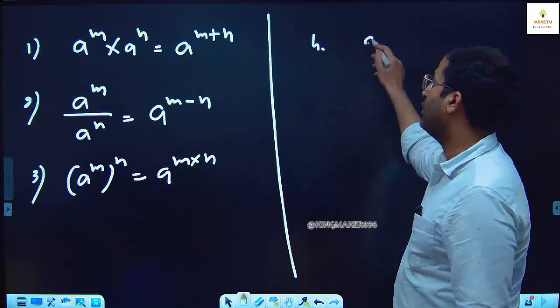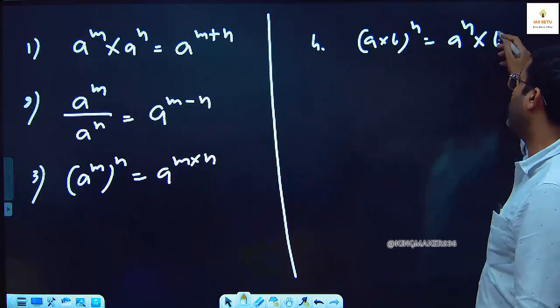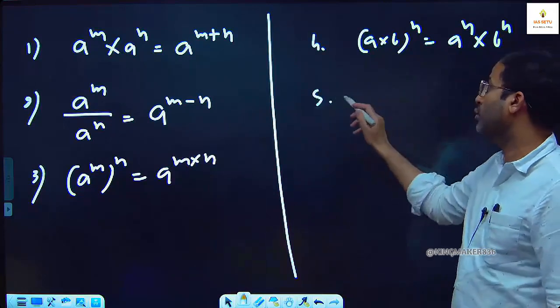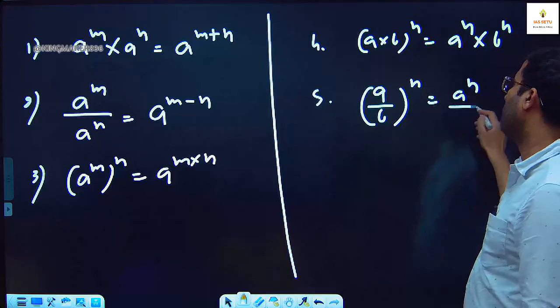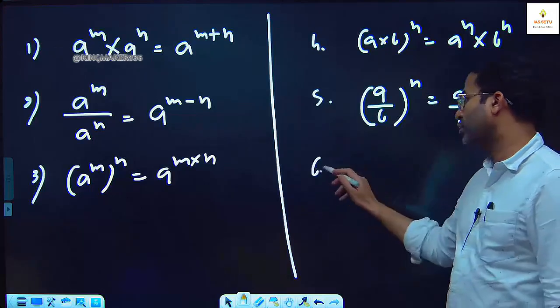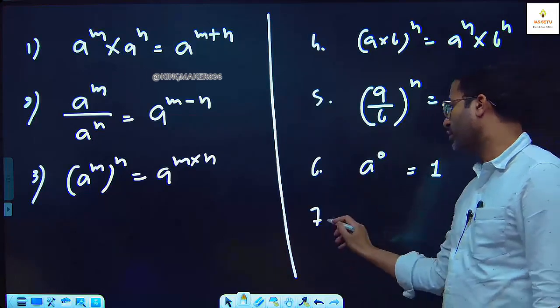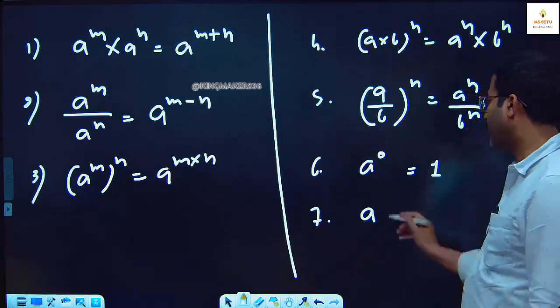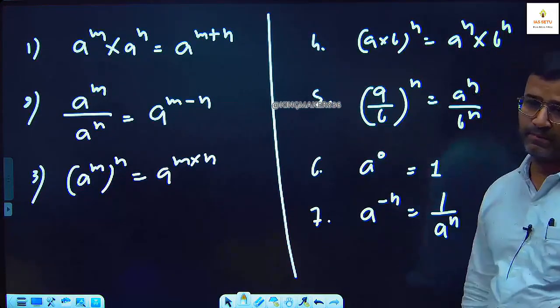Rule number 4, a into b to the power n can be written as a to the power n into b to the power n. Rule number 5, a upon b to the power n is a to the power n upon b to the power n. Rule number 6, a to the power 0 is 1. Rule number 7, a to the power minus n is 1 upon a to the power n.